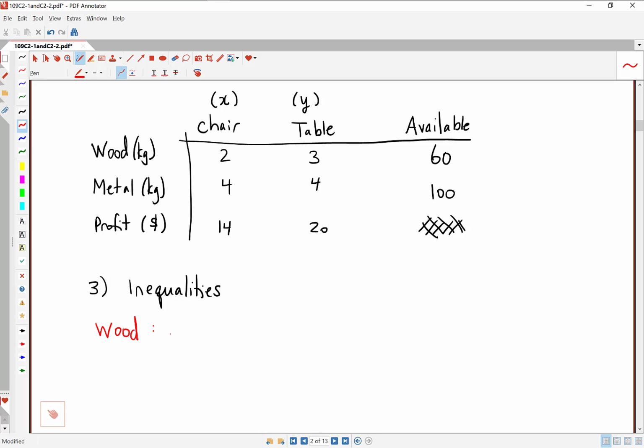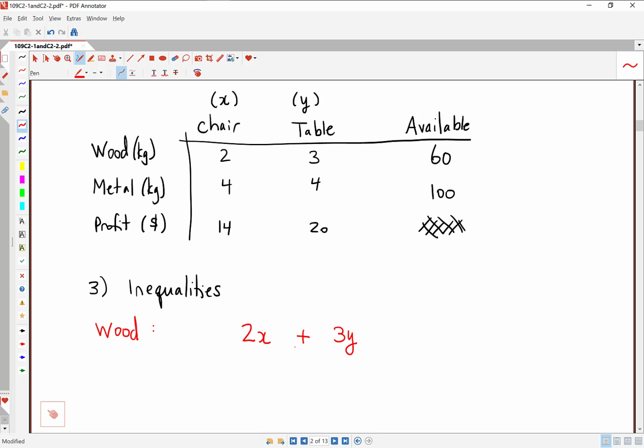So let's think about how to build that. Each chair takes 2 kilograms of wood, and the number of chairs that we're producing each day is called X. So the number of kilograms of wood that we're using up just from chairs is 2X. If we do the same kind of reasoning for tables, each table takes 3 kilograms of wood. If we're producing Y tables, we have to multiply 3 times Y. So that gives us the amount of wood that's taken up by tables.